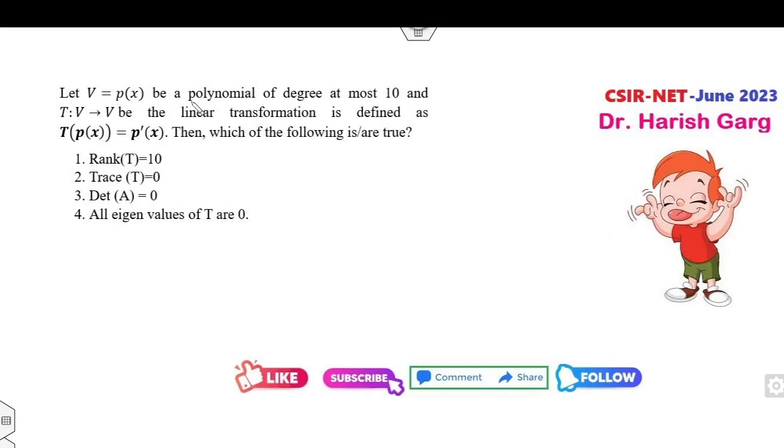Okay, again V is a polynomial of degree at most 10 and T is, what is the mapping? Degree is at most 10.